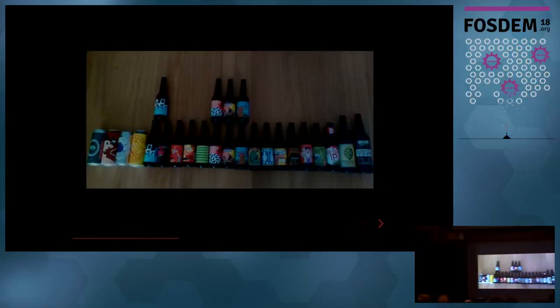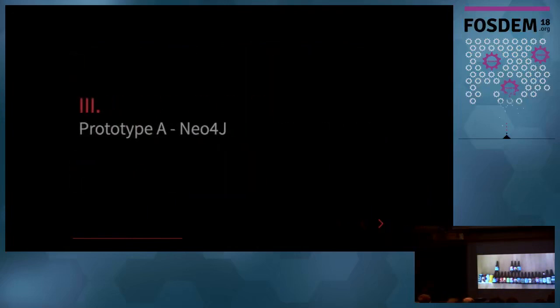And this is a visualization of all the beers that we had multiple times. Because in Denmark, maybe you know, there is this brand called Mikkeller, and you have to try it.